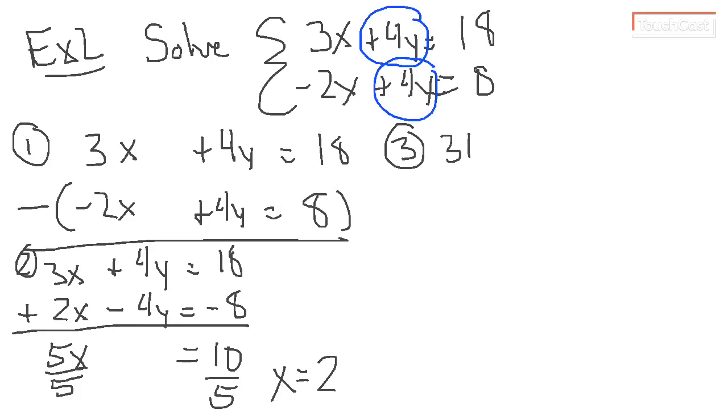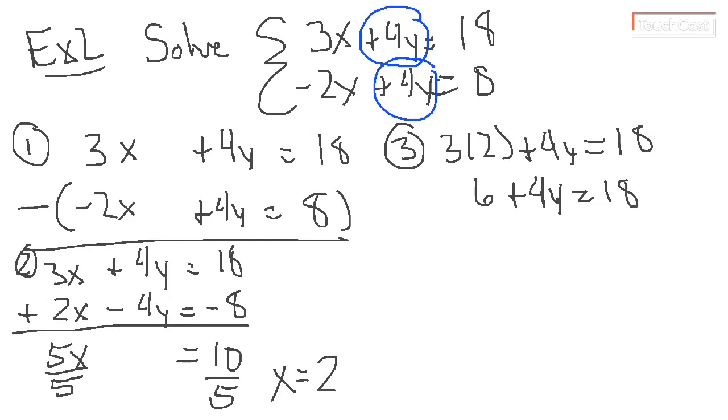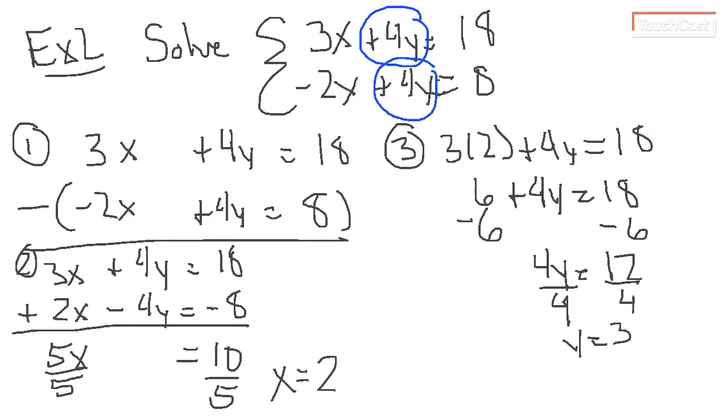So I'm going to go 3 times 2 plus 4y equals 18. Well, 3 times 2, that's 6. So 6 plus 4y equals 18. So I'm solving for y, so I need to subtract 6, get that to the other side. I have 4y equals 18 minus 6 is 12. Then I need to divide by 4. So we're going to find y equals 12 divided by 4, that is 3.